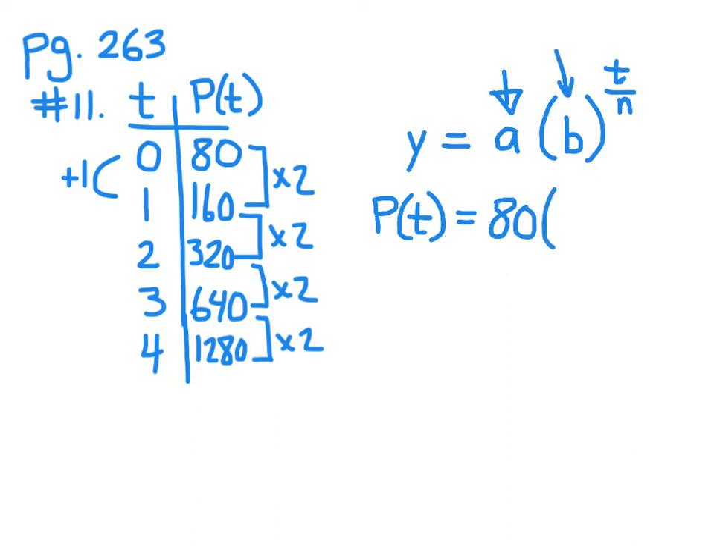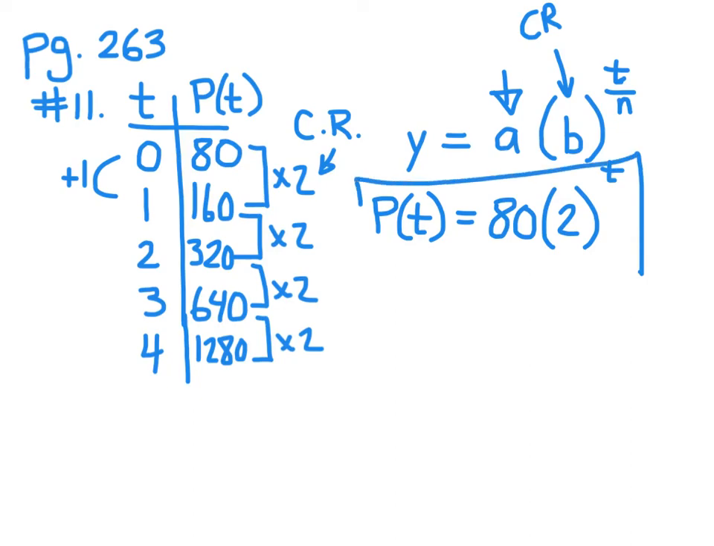B is always the common ratio. And we know that the common ratio is 2. So I'm going to put a 2 because it is doubling. And it's to the power of t over 1 because it's per hour that this occurs. So I'm obviously not going to write the 1 on the bottom here. I'll just leave it like this. So this would be the population formula at any given time.